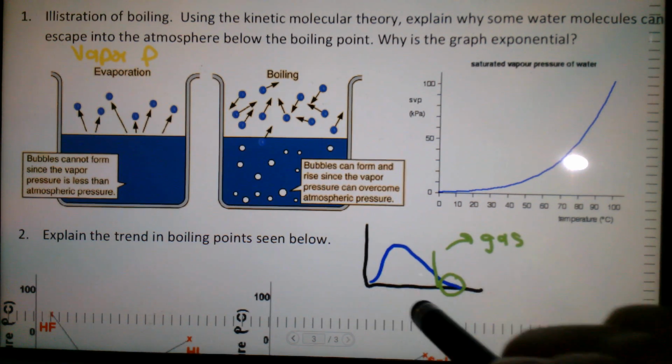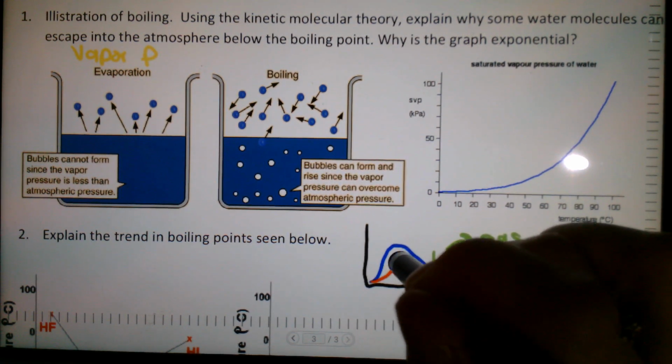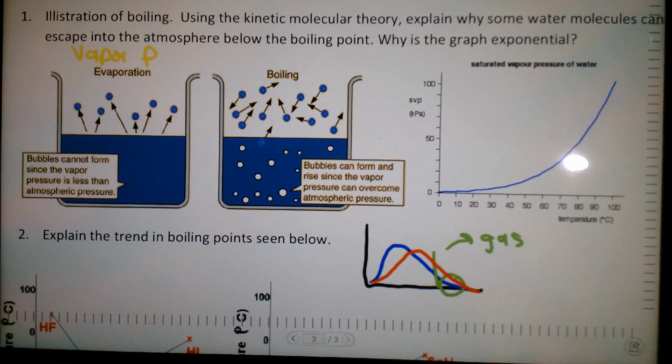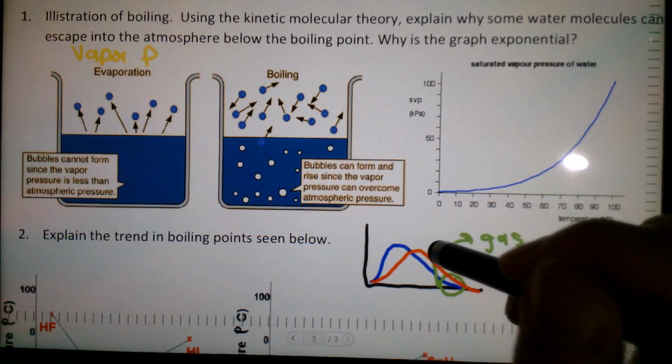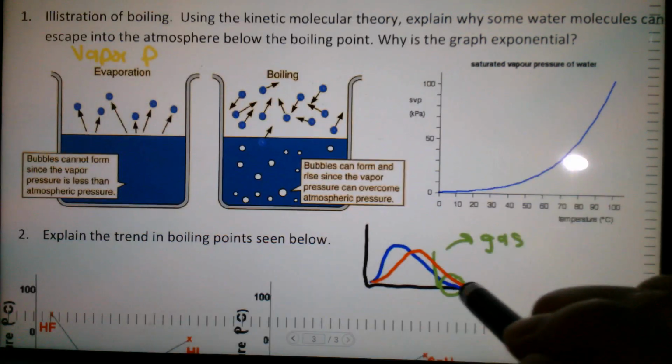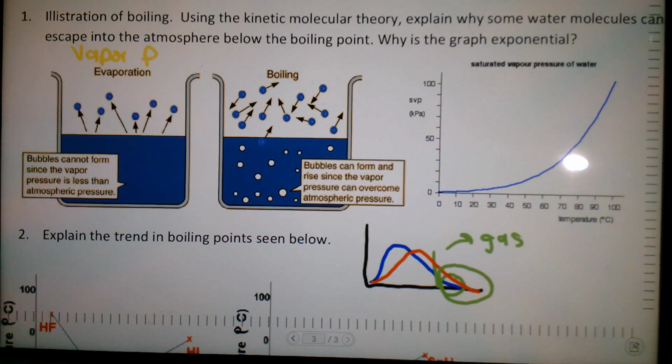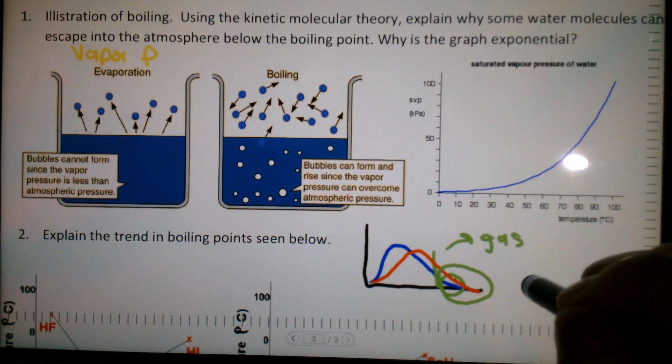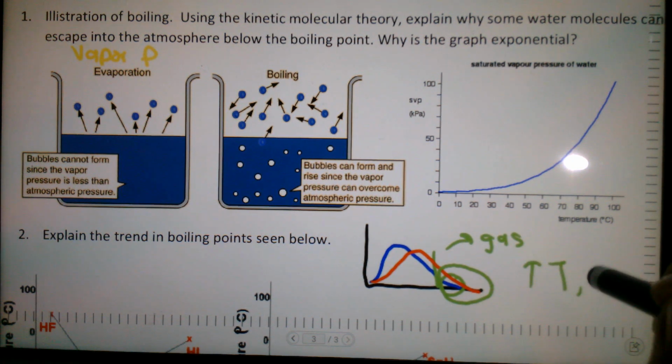What if we increase the temperature? If we increase the temperature, our Maxwell distribution looks something like this. That threshold energy is still the same, but now look at this. Now we have so many more, because we've increased the energy, and on average more particles have enough energy to escape into the gas phase. So as we increase temperature, we increase the pressure of the gas, the vapor pressure.